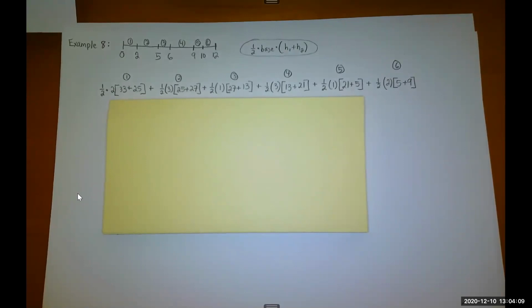Sixth and final trapezoid, 1/2 times 2 times the quantity of 5 plus 9. How come? 1/2, area formula of trapezoid. 2, base of the trapezoid, because we're going from 10 to 12. 5, how come? Function value at 10 using the table. 9, where did that come from? Function value at 12 using the table.